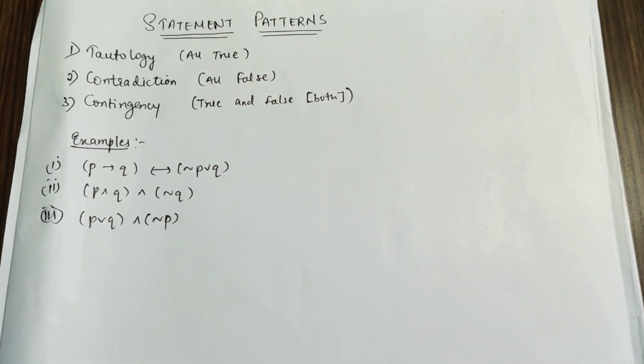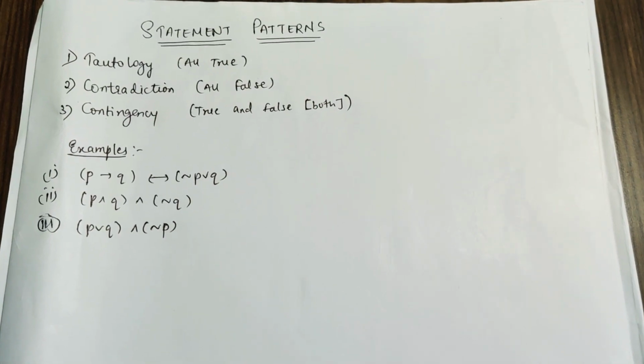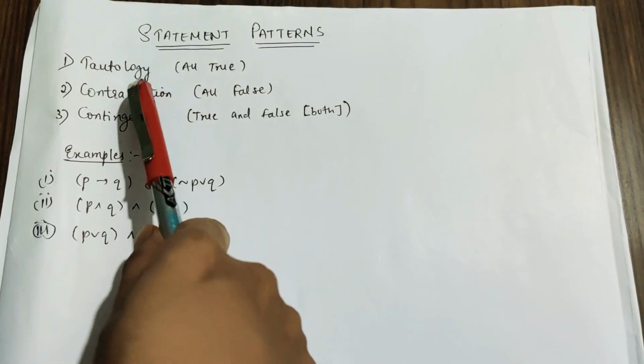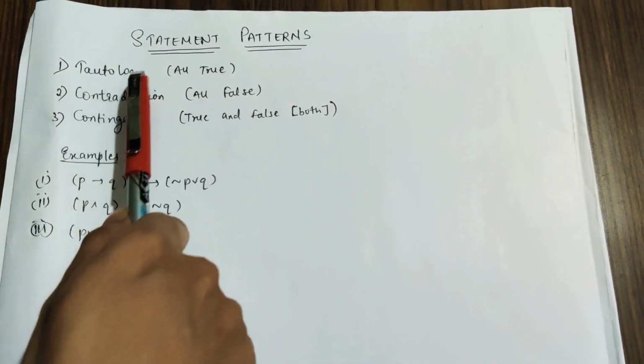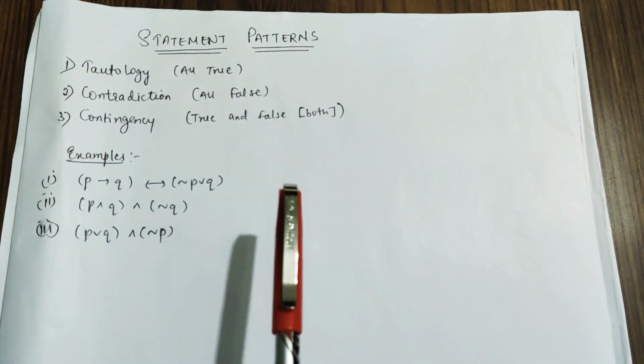Today we will be learning statement patterns. So there are three types of statement patterns: tautology, contradiction and contingency. Now we will see three of them one by one.